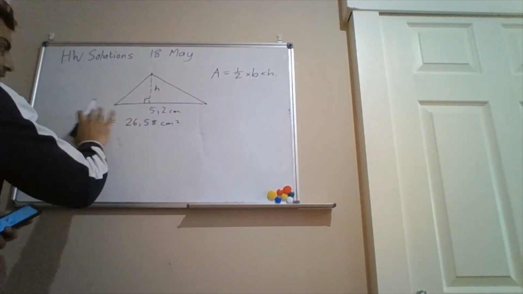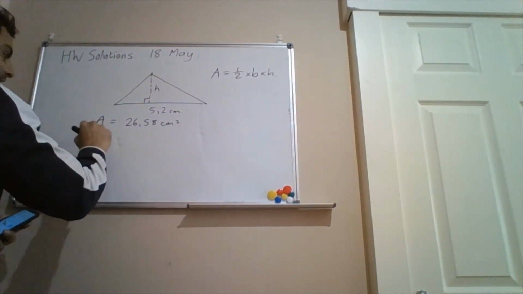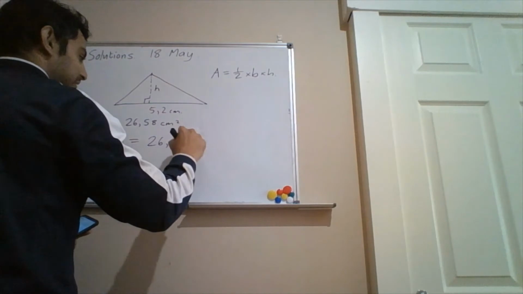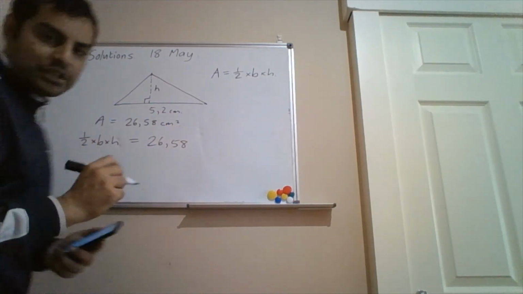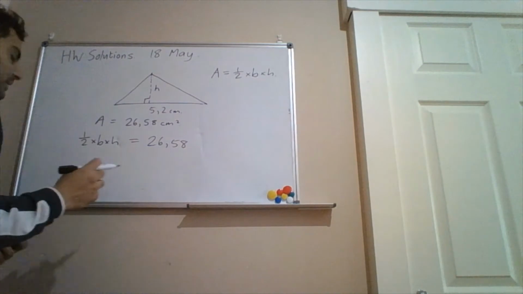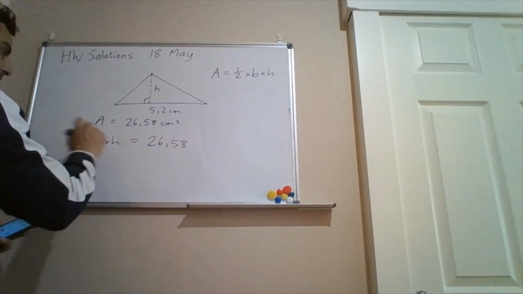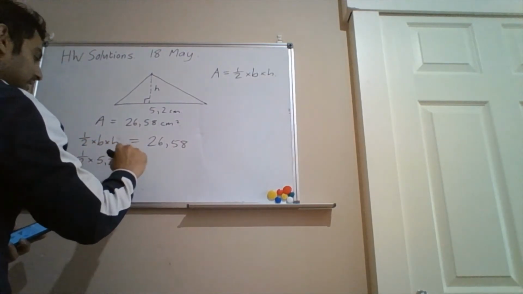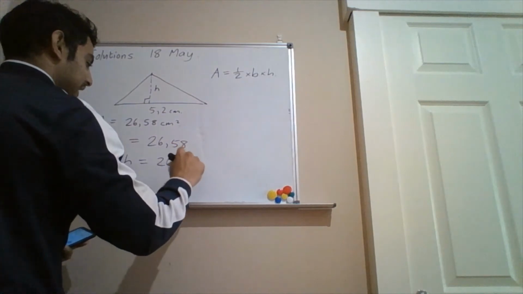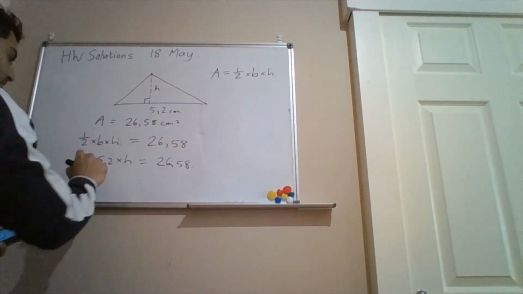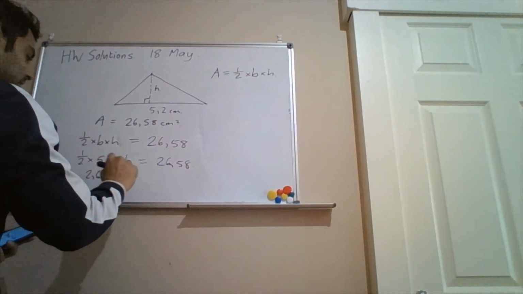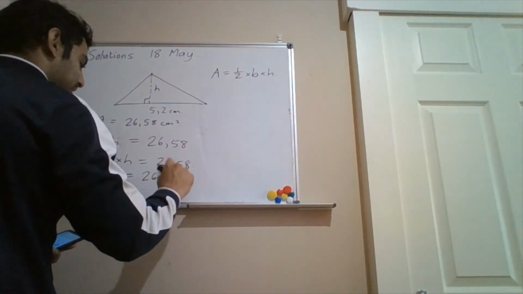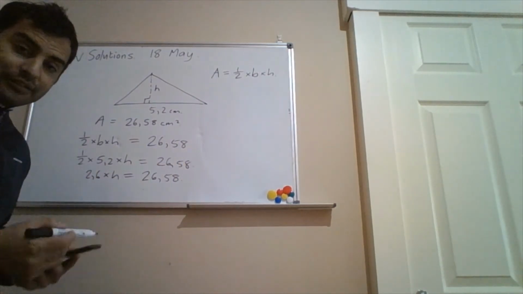So for area, I'm going to write 1/2 times base times height, and that must equal 26,58. I'm not putting down the units just yet. When I've solved everything, I'll put in the centimeters. So our base is 5,2, so we've got 1/2 times 5,2 times height is 26,58. So 1/2 times 5,2 is 2,6. So now we have 2,6 times h is 26,58.